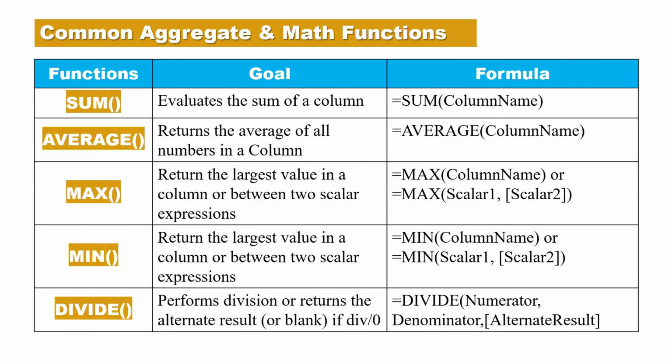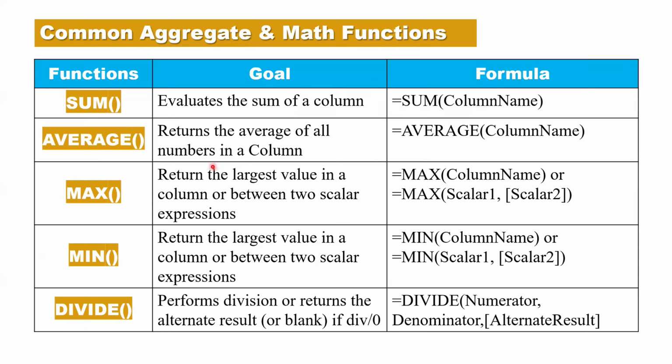Sum evaluates the total of all values in a column. The syntax couldn't be easier. You simply reference the numeric column you want to add up. Average works the same way. You point it to a column, and it returns the arithmetic mean of those values. With max, you usually reference a column as well, and Power BI will return the largest value in that column.